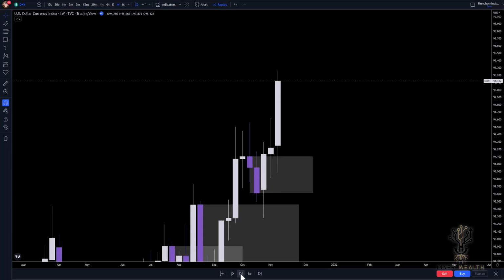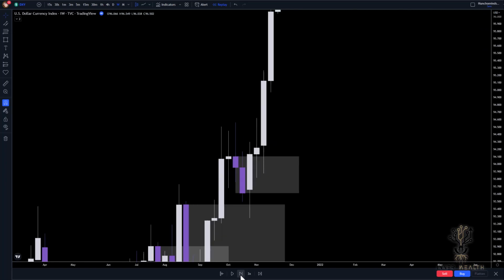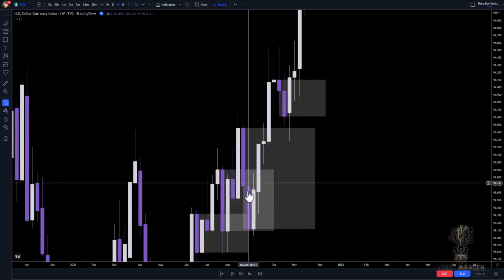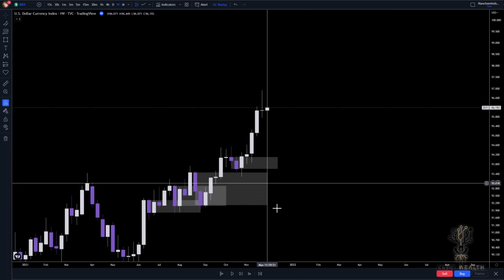Those are mitigations. That's what we call a mitigation candle. It is just simply walking itself up or down. Those are called mitigation candles.